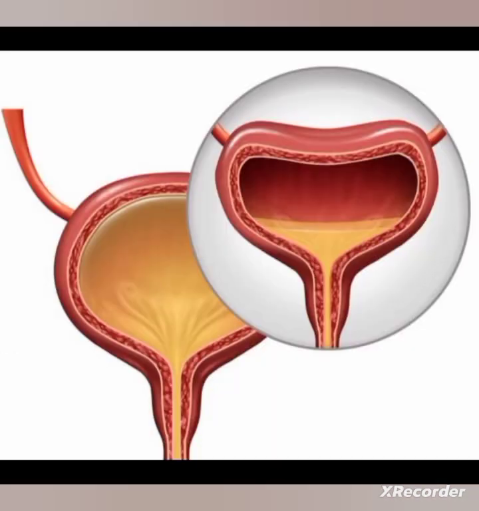There are two types of neurogenic bladder. First one, spastic bladder or the overactive bladder. This spastic bladder is otherwise known as reflex bladder. Spastic bladder is the most common type of neurogenic bladder.